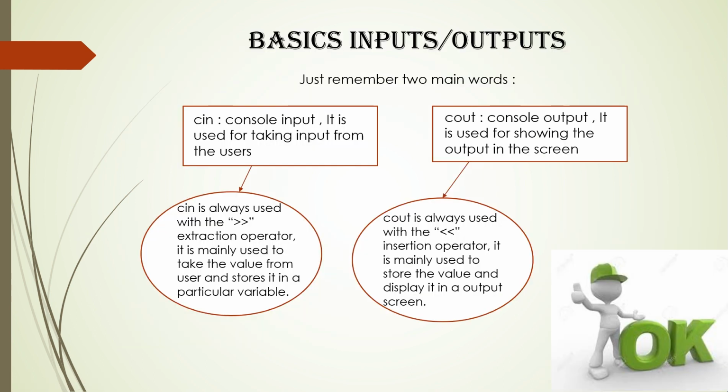For this, you just remember two main words as of now, and that is cin and cout. Cin depicts the console input and cout depicts the console output. Cin is used for taking inputs from the user. It is always used with the extraction operator, and it is used to take the value from the user and store it in a particular variable. Cout is always used to print the output on the screen. It is always used with the insertion operator and is mainly used to display a particular value on the output screen. Let's see the sample code to get a clear idea of what cin and cout are.